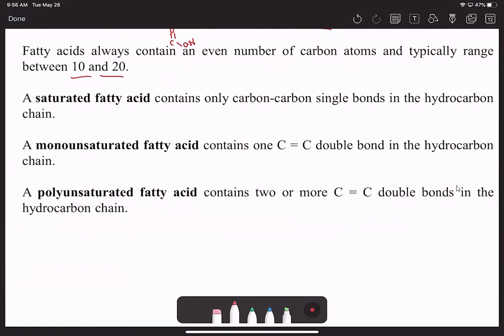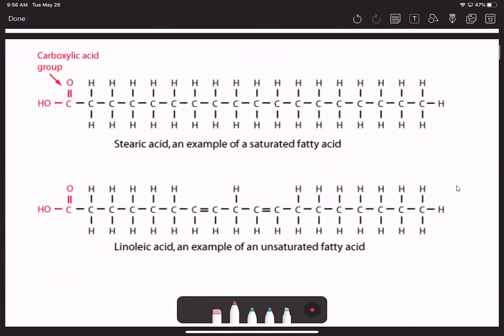As far as unsaturated fatty acids, there's only two kinds. If it has one double bond in the chain, it's monounsaturated. And if it has two, we don't go diunsaturated, triunsaturated. It's just polyunsaturated at that point. If it has more than one, it's just polyunsaturated. So let's take a look at some examples here.